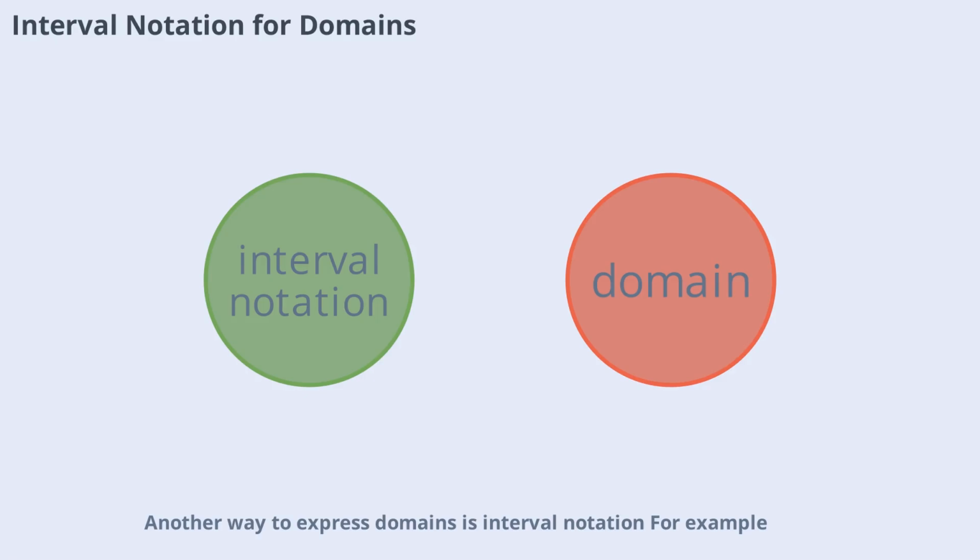Another way to express domains is interval notation. For example, x greater than or equal to -3 can be written as [-3, infinity). This notation uses brackets and parentheses to show which endpoints are included or excluded. Interval notation is widely used in calculus and higher-level math, so it's helpful to become familiar with it.